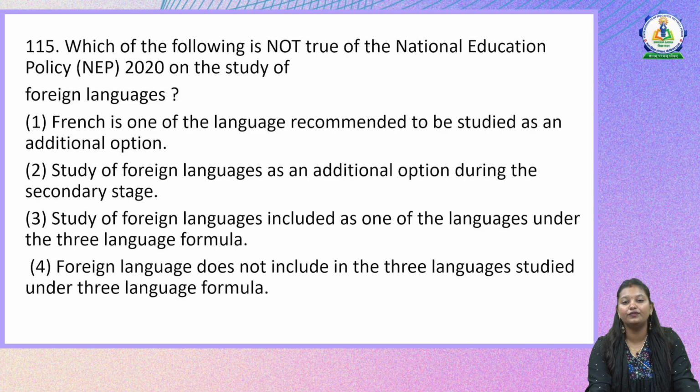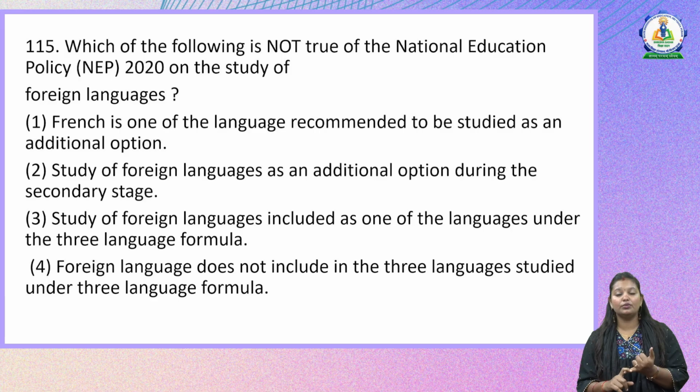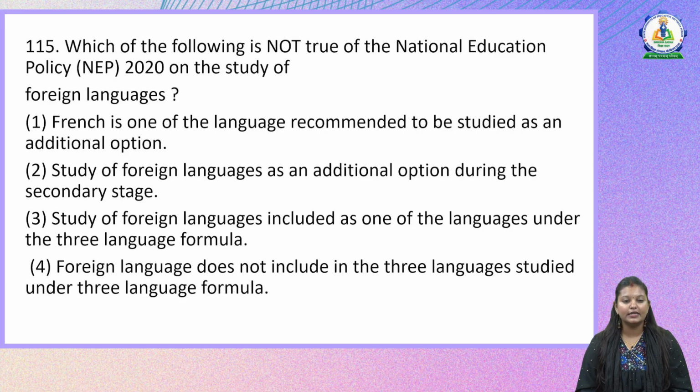Next question is, which of the following is not true of the National Education Policy 2020 on the study of foreign language? So what has the National Education Policy spoken about foreign languages, and which of these statements is not true in that context? So let us look at the examples. French is one of the languages recommended to be studied as an additional option. Option 2, study of foreign languages as an additional option during the secondary stage. Option 3, study of foreign languages including as one of the languages under the three language formula. And option 4, foreign languages does not include in the three languages studied under the three language formula.